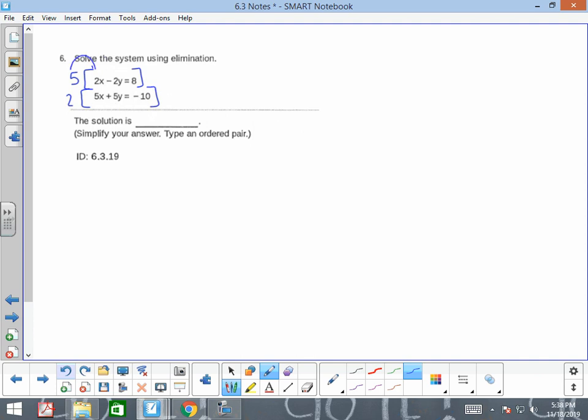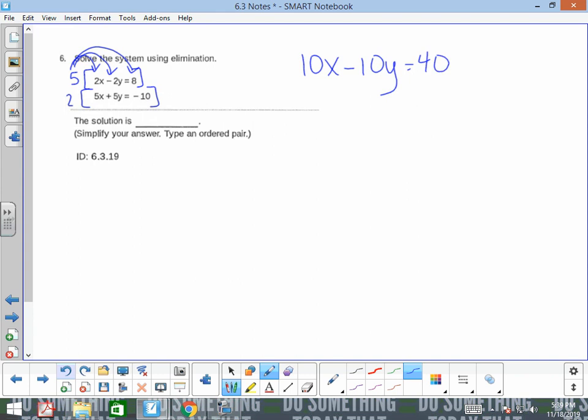Okay, so 5 times 2x, 5 times negative 2y, 5 times 8. And then we're going to do the bottom. 2 times 5x, 2 times positive 5y, and 2 times negative 10. So again, the reason why I did that was so I can eliminate one of the variables. I'm eliminating the y term.